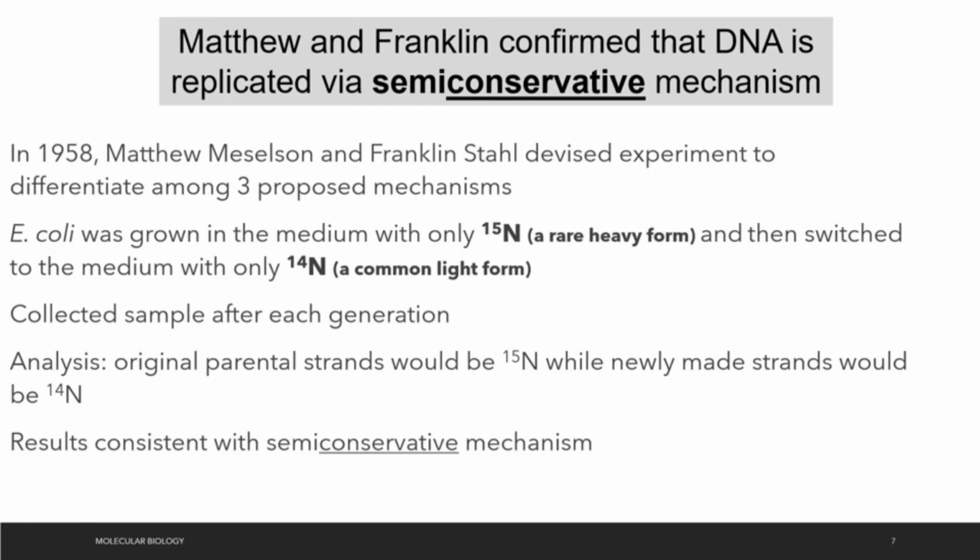So as you can imagine, when they switch the E. coli cells from 15N to 14N, the parental DNA strands will be labeled only by 15N, whereas DNA strands which are produced after the E. coli are moved into the 14N medium will contain only 14N. And the results from this experiment are consistent with a semi-conservative mechanism. Therefore, they proved that the semi-conservative mechanism is correct.